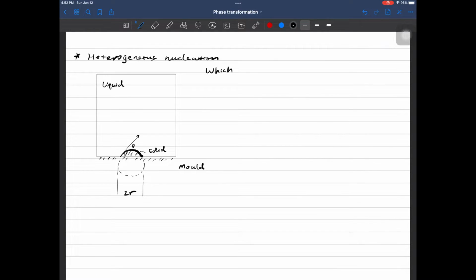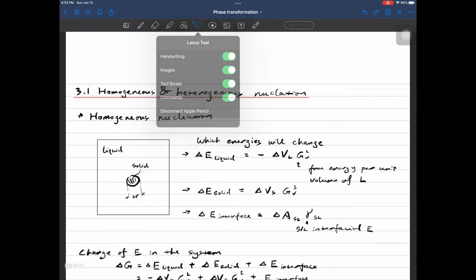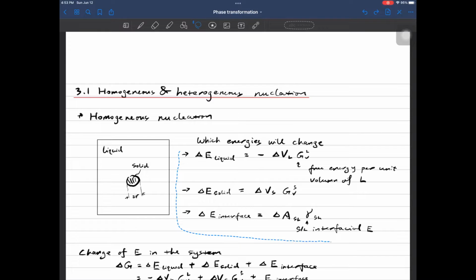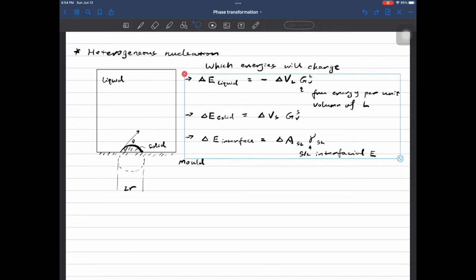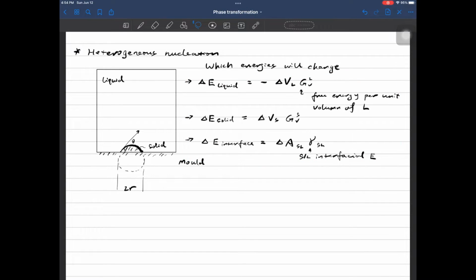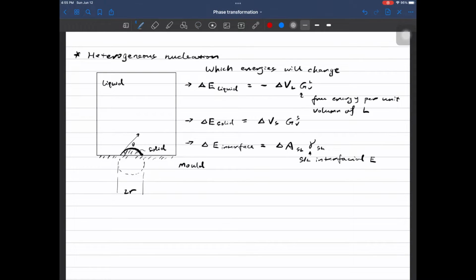Now we will ask ourselves again what energy changes we have when we nucleate this solid phase from the liquid phase. There is a reduction of the liquid phase volume, there is an increase in the solid phase volume, and also we introduce the solid-liquid interface. So the first three equations we can just copy and paste from the homogeneous case. In addition, we have two extra terms here.